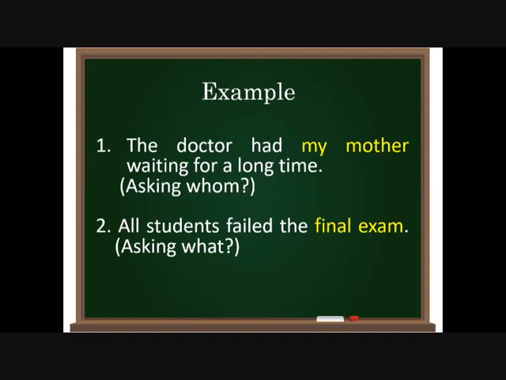All students failed the final exam is going to be example number 2. Asking the question, what did the students fail, the answer is the final exam, which gives us the direct object in this sentence. So if you ask the question, what did the students fail, the answer is the final exam.